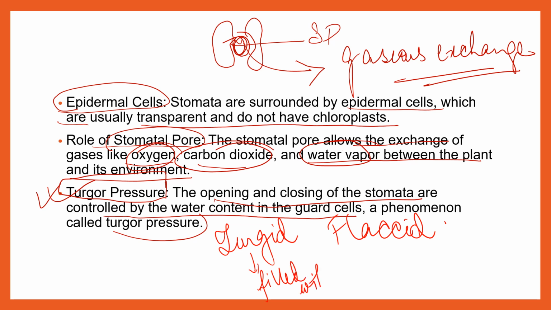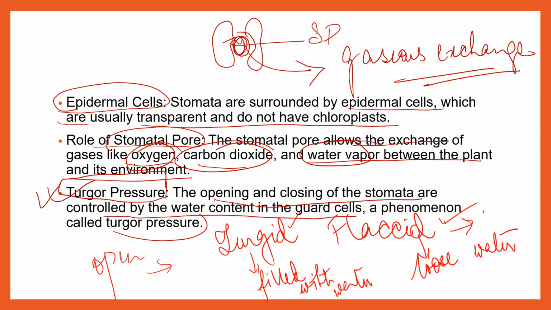The cells are filled with water, and when it is flaccid, the cells lose water. So turgid and flaccid: they are filled with water and they lose water. This is the turgid condition and that is the flaccid condition. When they are filled with water, the stomata are open. When they lose water, they are closed. So is it clear to all of you?